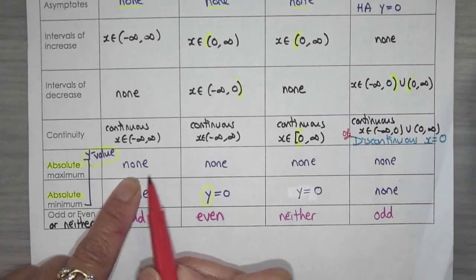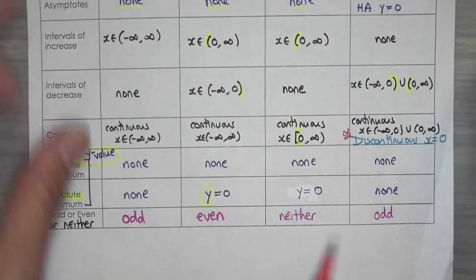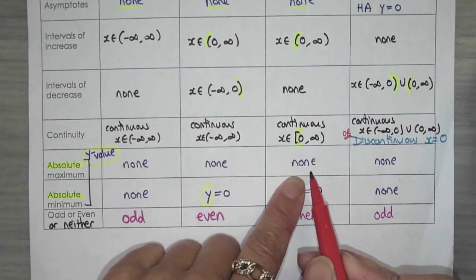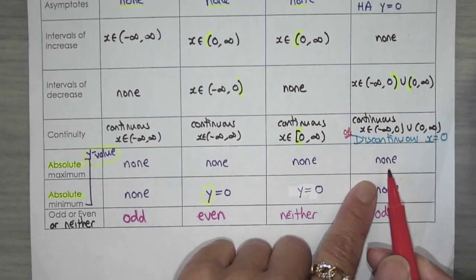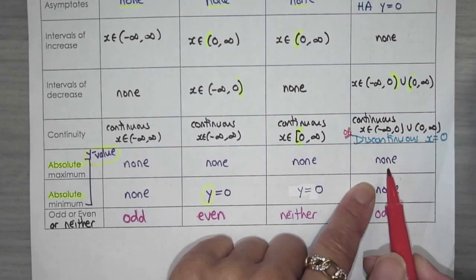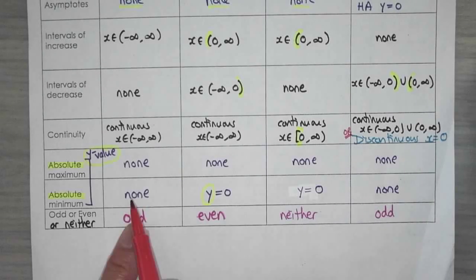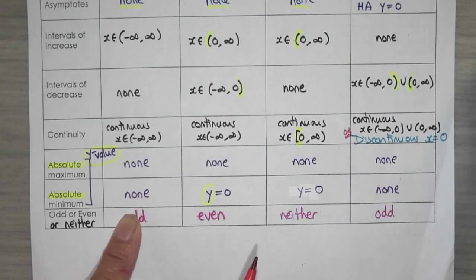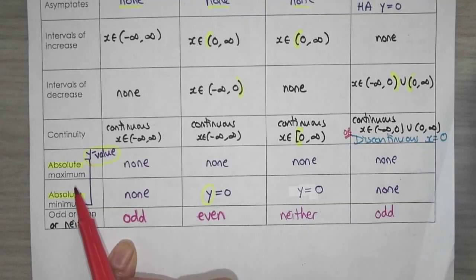So none for the linear, none for the quadratic because it keeps going, none for the square root because it keeps going, none for the reciprocal function because it keeps going up. Everywhere you put none, someone asks, shouldn't it be infinity? No, infinity is not the same thing. There is no maximum, so just put none.